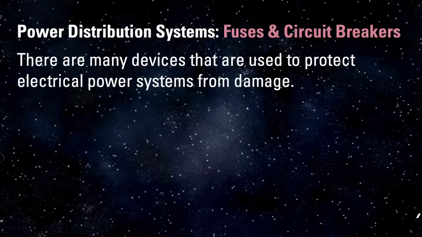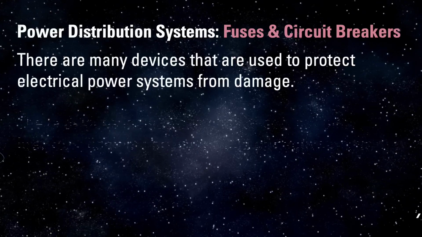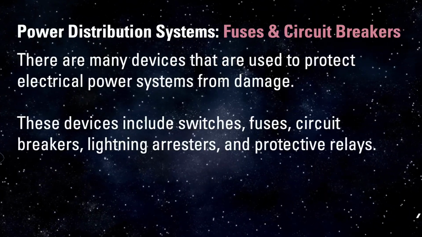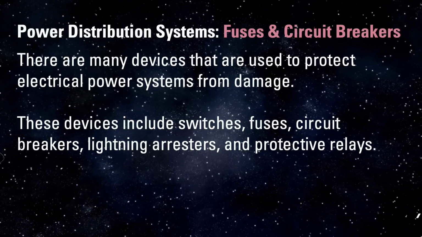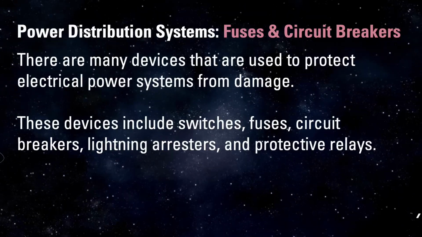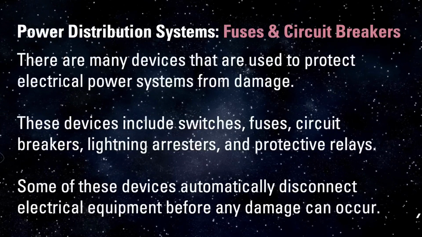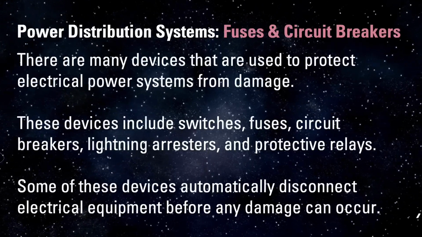There are many devices that are used to protect electrical power systems from damage. These devices include switches, fuses, circuit breakers, lightning arresters, and protective relays. Some of these devices automatically disconnect electrical equipment before any damage can occur.